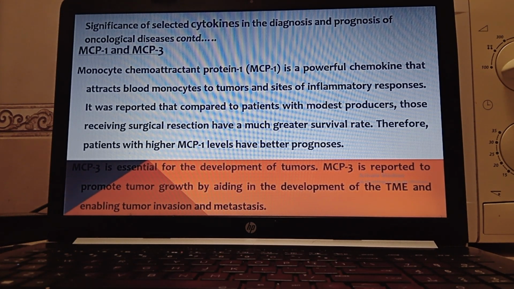MCP1 and MCP3. MCP stands for monocyte chemoattractant protein 1 and monocyte chemoattractant protein 2, 3.